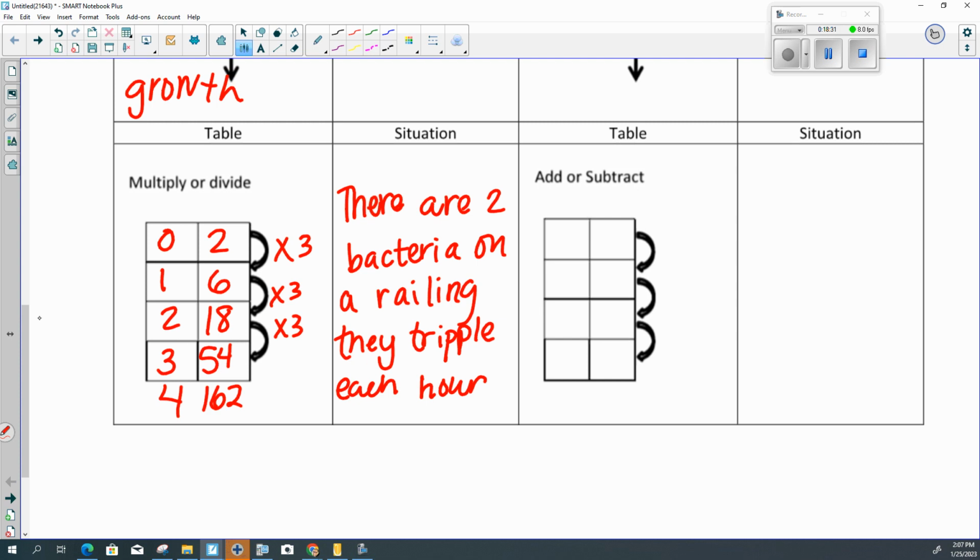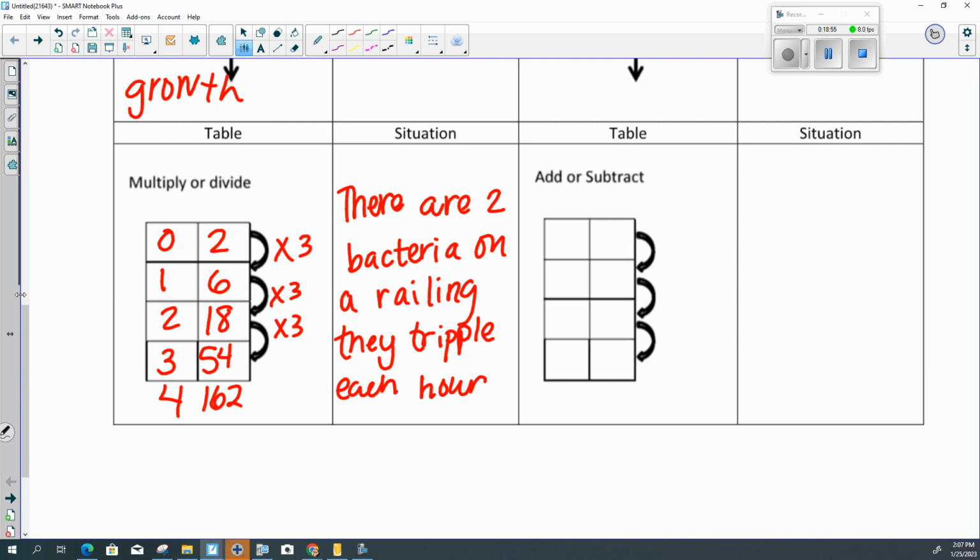So we have to find 2 numbers. We have to find our A and our B. The A is the y-intercept. What's the y-intercept on this one? 2 bacteria. The 2. And then whatever the growth is, the base of your exponent. So what would the equation be? What would be the first number that I write? A equals 2.